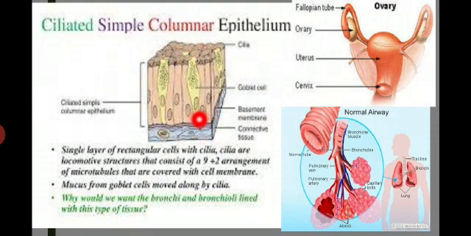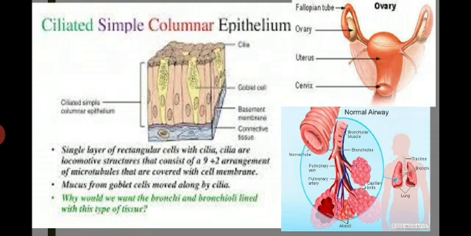This is tall, like a pillar. Goblet cell is present, basement membrane is present, nucleus is present, cytoplasm and microvilli, that is what we term as cilia presence. Okay, all of it is present. So it is a single layer of rectangular cells with cilia, or locomotive structures, consisting of a 9:2 arrangement of microtubules, covered by a cell membrane. Mucus secreted from the goblet cells is moved along by the cilia.